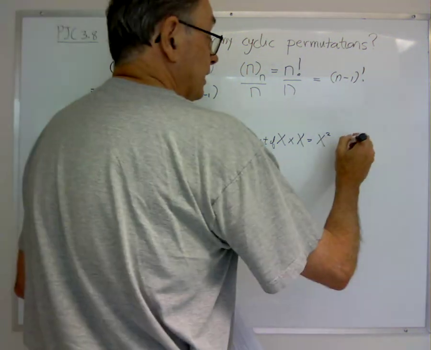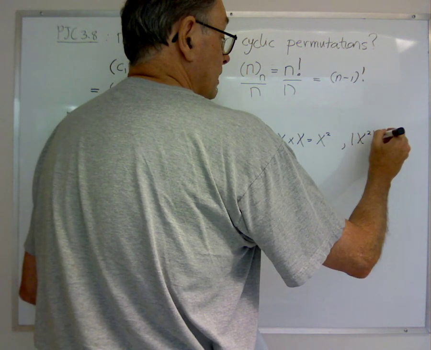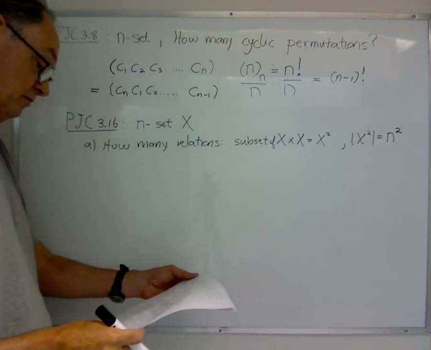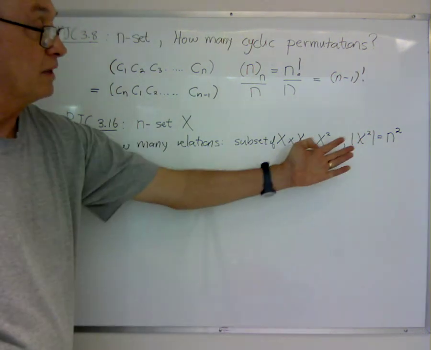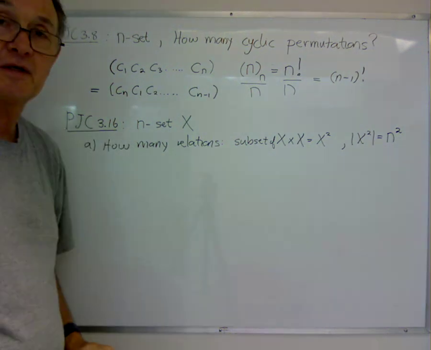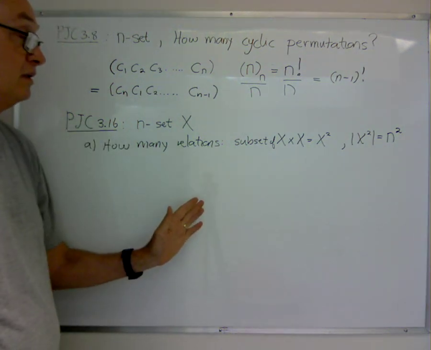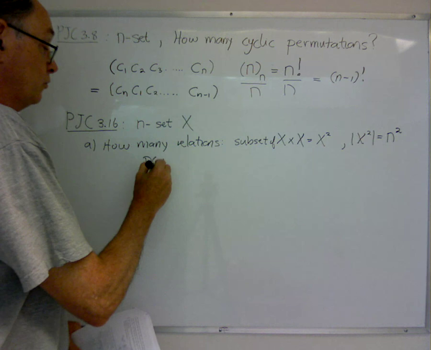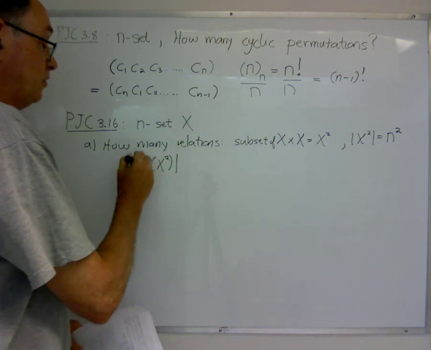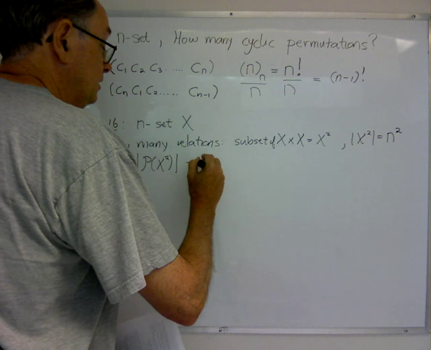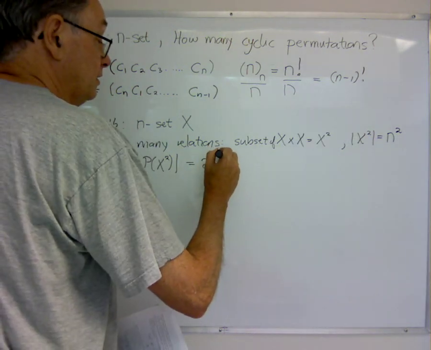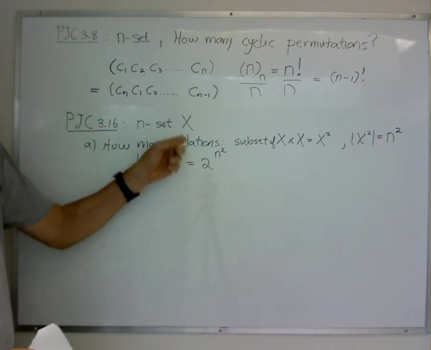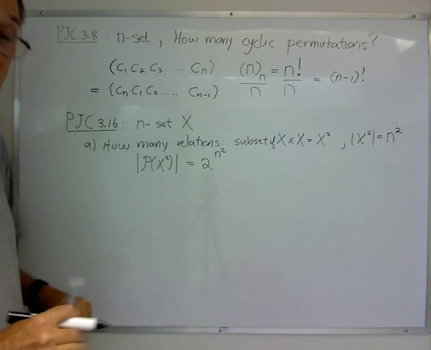And of course, what we know about x squared is that its cardinality is n squared, right? Because it's an n set. So if you look at the power set of this x squared, so all the possible subsets, then you've counted all the possible relations. So the power set of x squared, if you compute its cardinality, is 2 to the power n squared. And so this is the answer, right? This is the total number of relations you may have on an n set x.